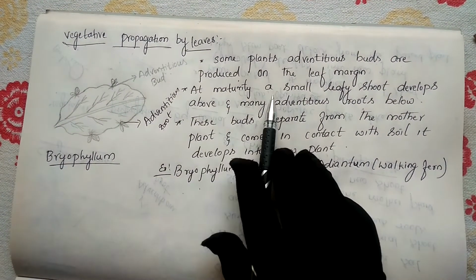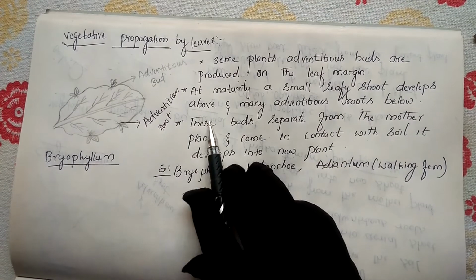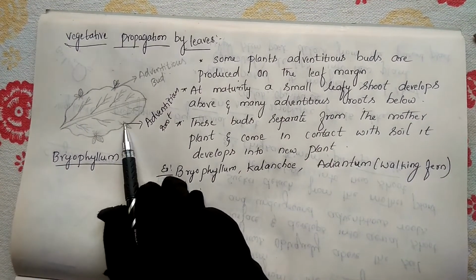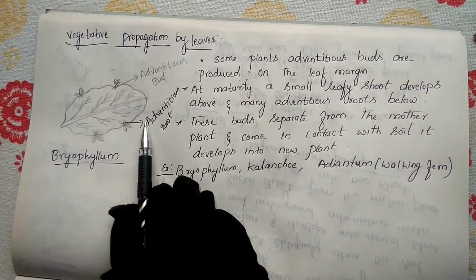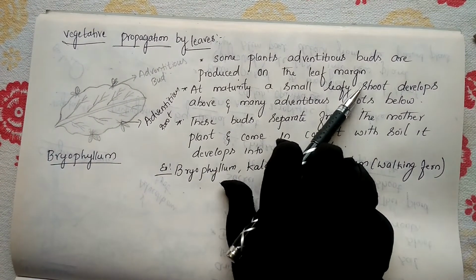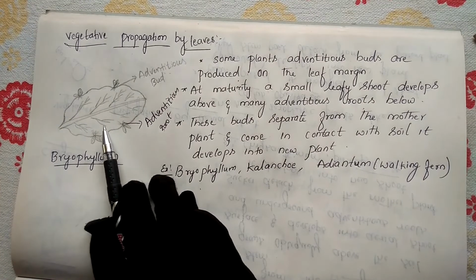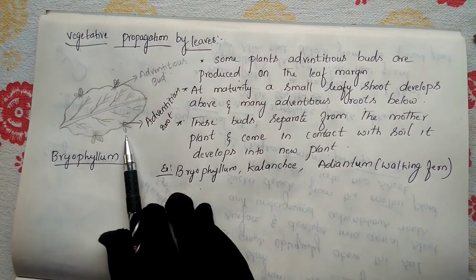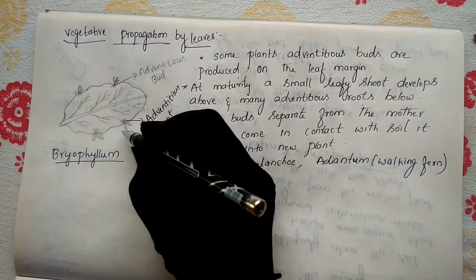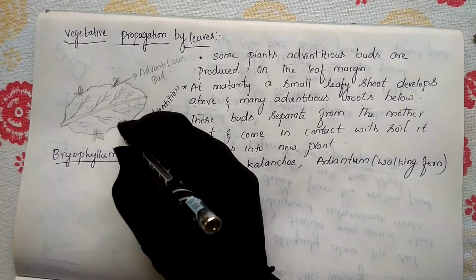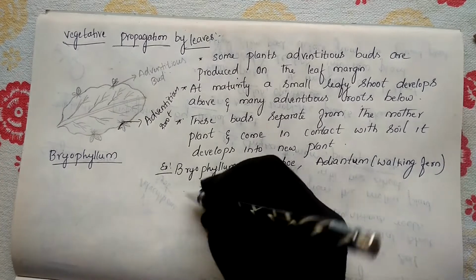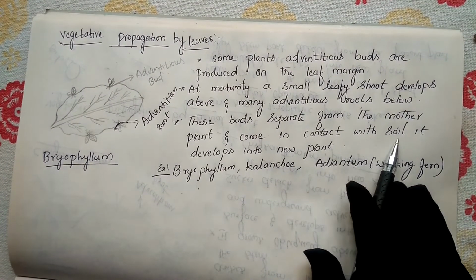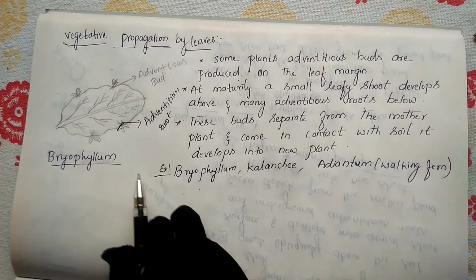So that's why, at maturity, a small leafy shoot develops above and many adventitious roots below. The adventitious roots face downwards from the leaf, whereas the adventitious buds, the leafy shoots, arise from the upper surface of the leaf. When this bud gets detached or separated from the leaf and falls on a suitable substratum, or comes in contact with the soil, it will develop into a new individual.